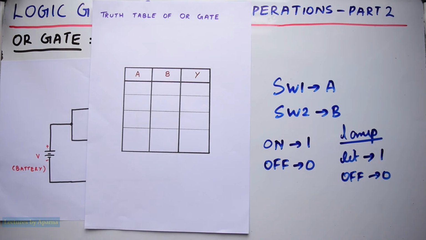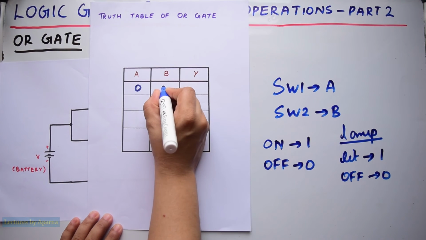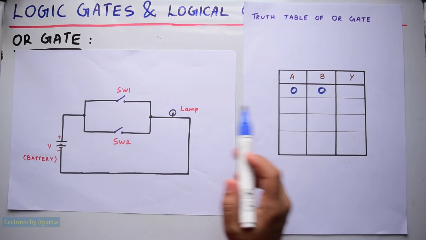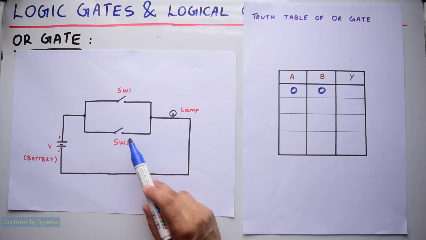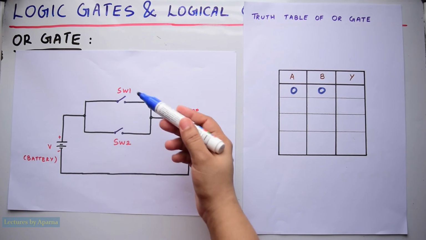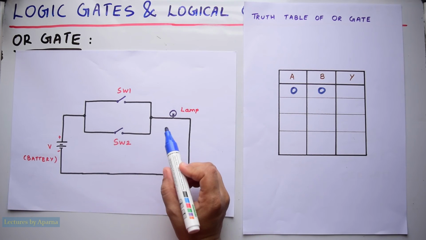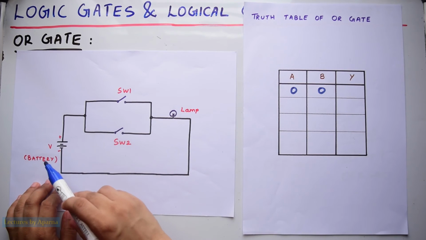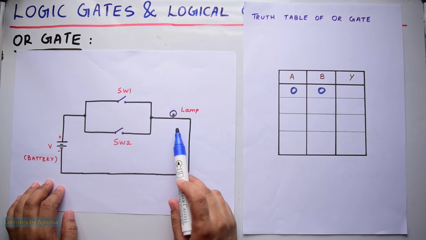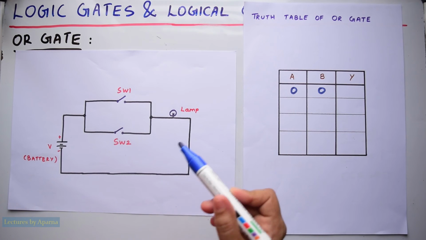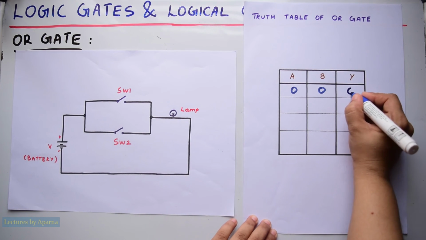First, let us consider the case when A is equal to 0 and B is equal to 0. This means switch 1 is off and switch 2 is also off. This is the off position. Two switches being off means there is no connection between the lamp and the battery. So there is no power coming to the lamp from the battery. So the lamp will be off. It means a logic 0 at the output. Therefore, Y will be equal to 0.